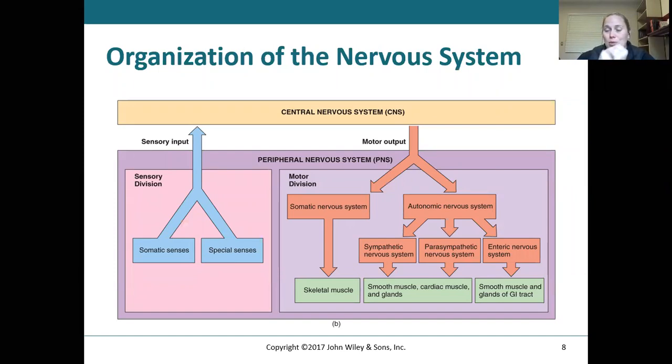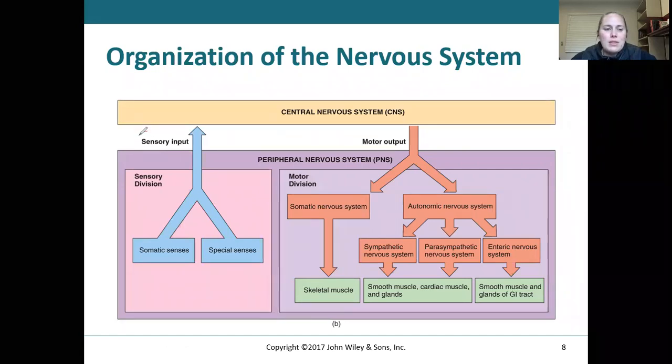Okay, so this is another nice way to divide the functions of the central nervous system and the peripheral nervous system. So we just saw the structural division, like where the central nervous system is located and where the peripheral nervous system is located. But what this figure shows you is how the two interact with one another. So again, part of the function of this nervous system is to interact with the environment.